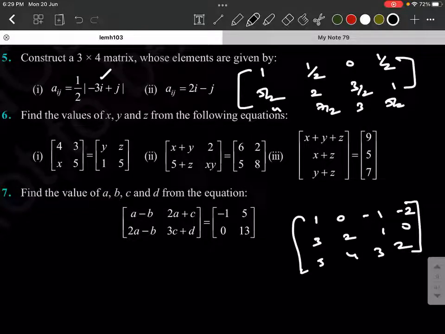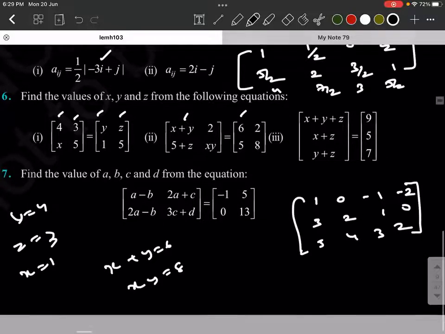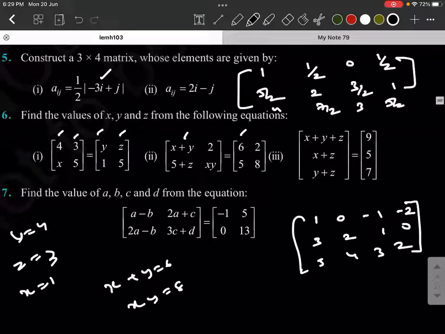Find the value of x, y, z from the following equation. So y is obviously 4, z is 3, x is 1, and 5 is obviously equal to 5. What about this thing? x plus y is 6, xy is equal to 8. Then how do you find x and y? 2, 4 or 4, 2, but which one is right? You are getting both the answers, huh?